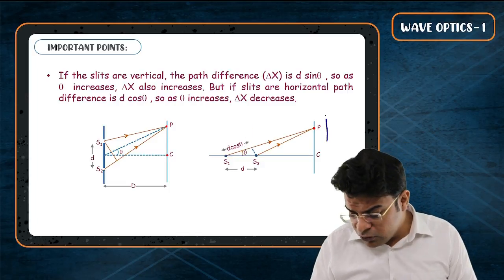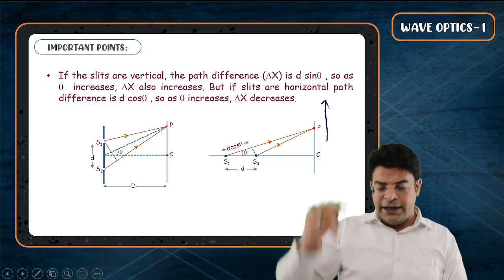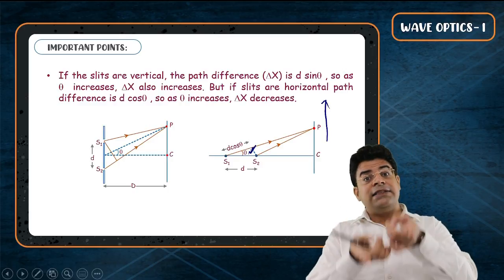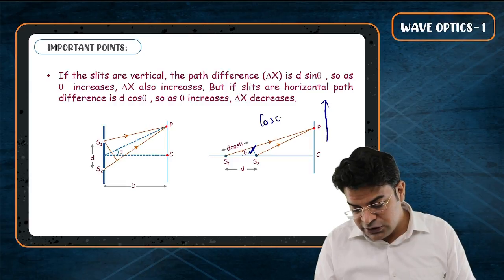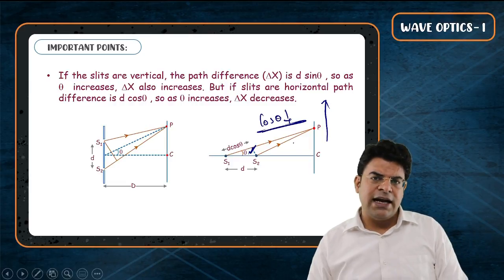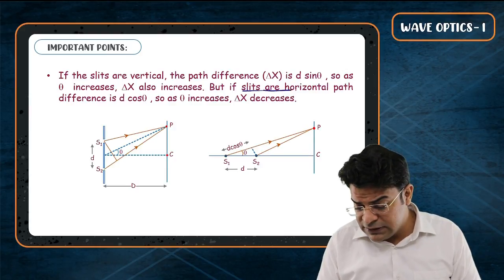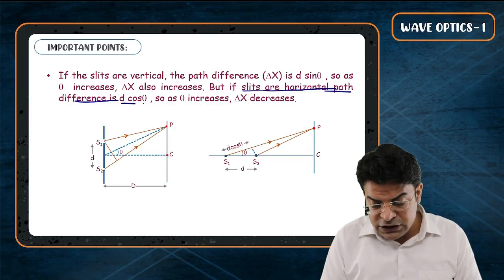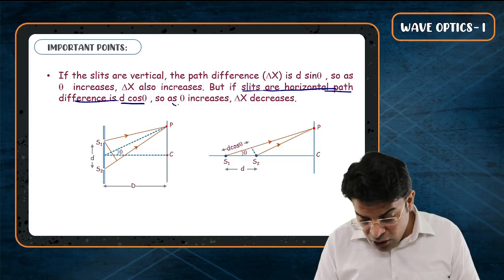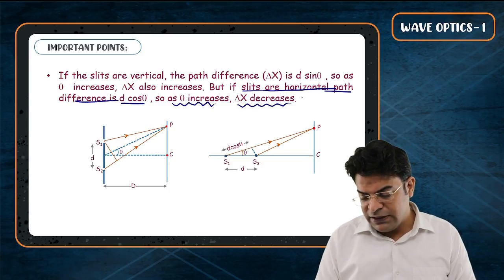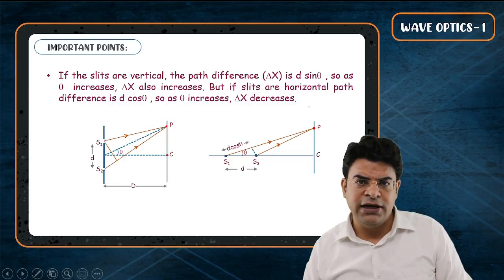As you keep going away from the central bright, theta keeps on increasing. As theta increases, cos theta decreases, so the path difference decreases. So if the slits are horizontal, the path difference is given by d cos theta, and when theta increases, the path difference decreases. This is one important point that you should know.